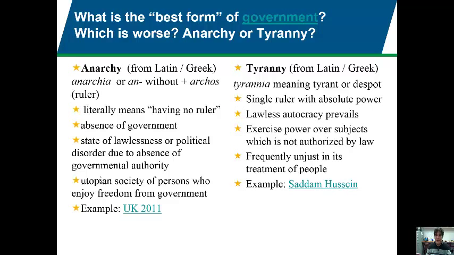If I were to update these slides, I would definitely include the most recent Ferguson riots and those types of examples where people were looting and there was no form of rule or government or anyone to enforce the laws.